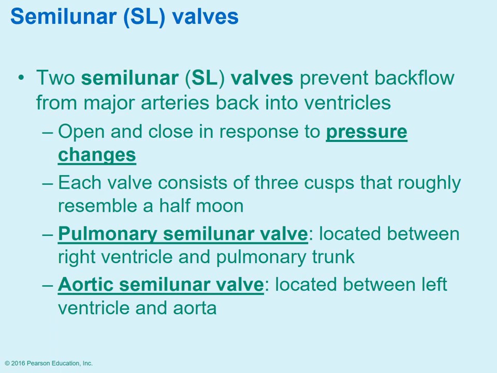Semilunar valves, or the SL valves, prevent backflow from the major arteries back down into the ventricles. So they're also going to open and close, responding to pressure changes. Each of the semilunar valves has 3 cusps. They kind of look like a half moon, which is how they're named. The pulmonary semilunar valve is between the right ventricle and the pulmonary trunk, and the aortic semilunar valve is between the left ventricle and the aorta.